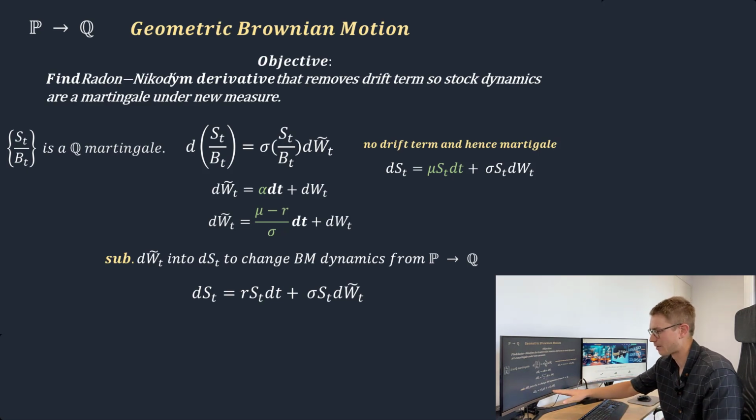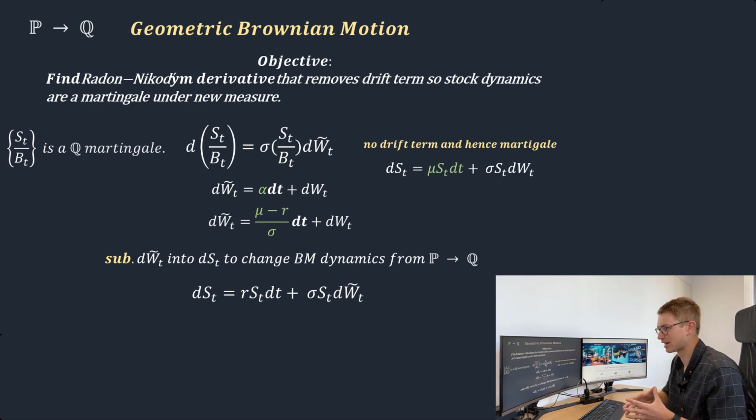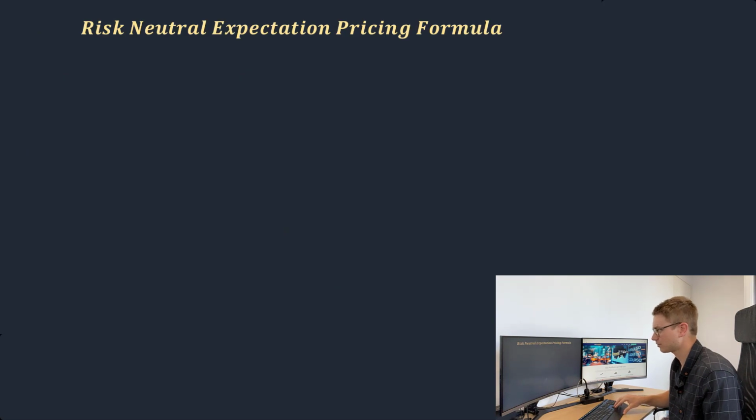And you can see here now that our stock price drift is R ST dt instead of mu. So I'll let you substitute the dW tilde in, rearrange, and then get this formula here. But now this is our new stock dynamics under the Q probability measure. So now we get into the crux of it.